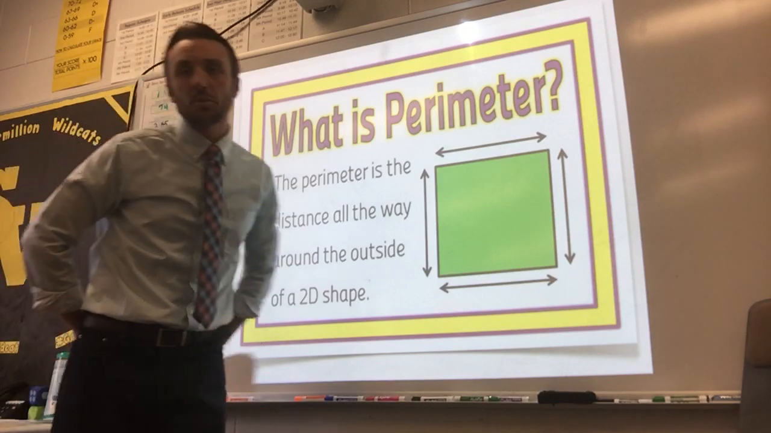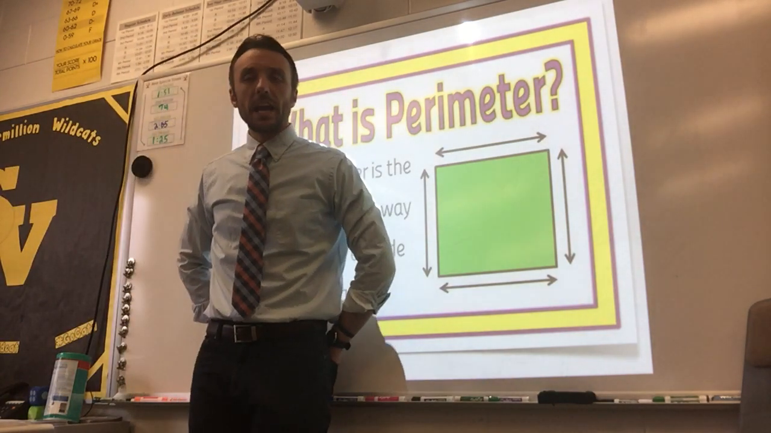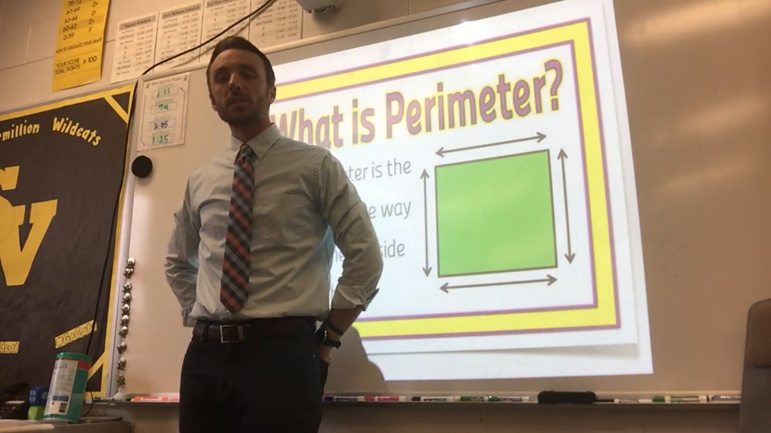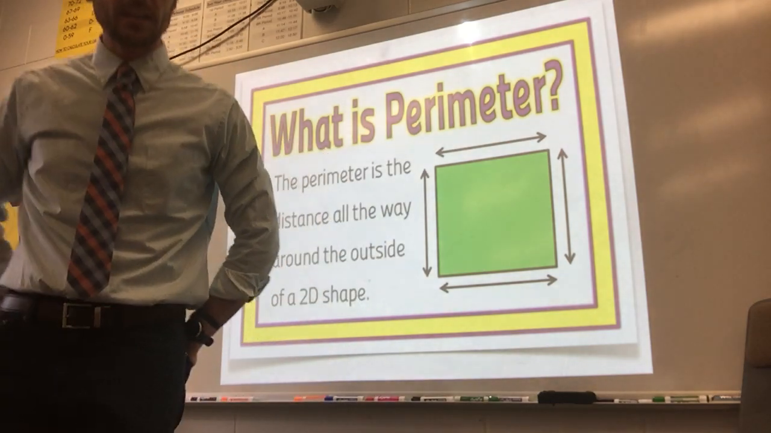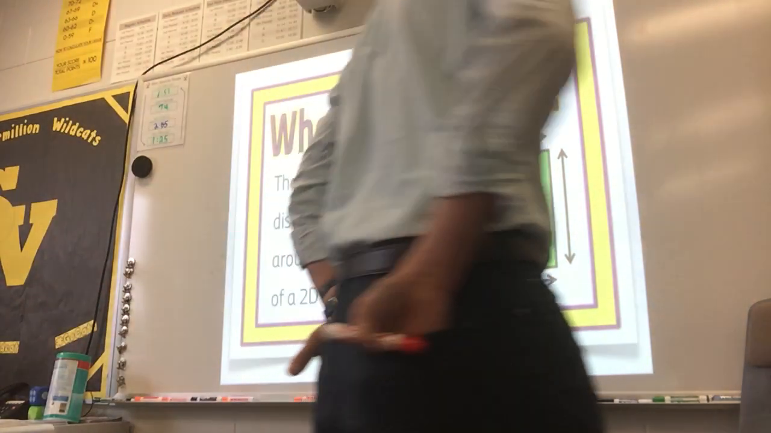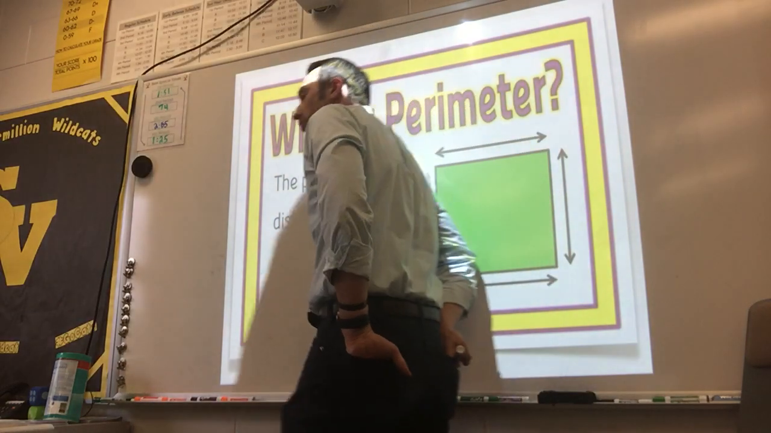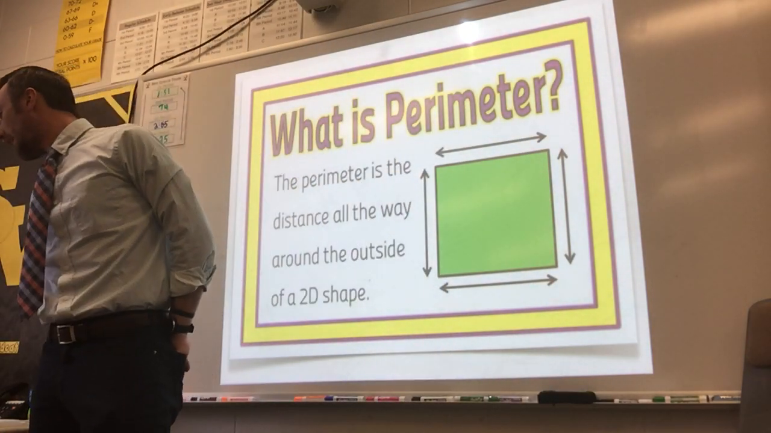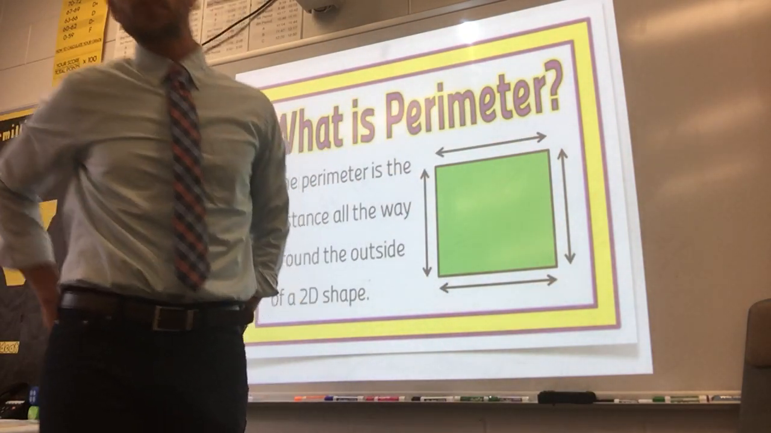I know when I think of a perimeter, I often think of a prison, because at a prison there's always cars and guards walking around the outside, looking on the inside, making sure no one is escaping. So the perimeter is the outside of a two-dimensional object.